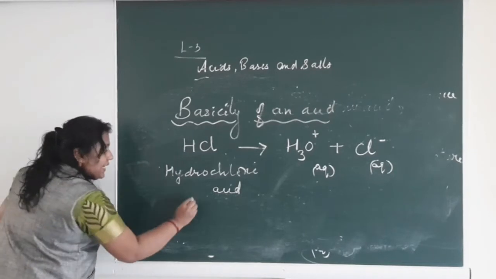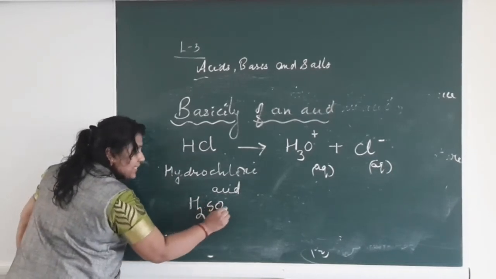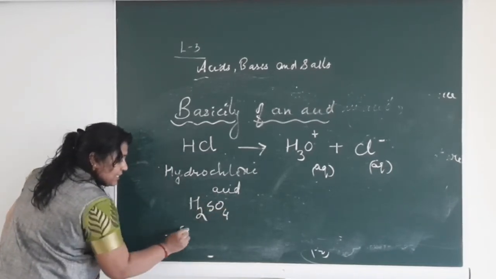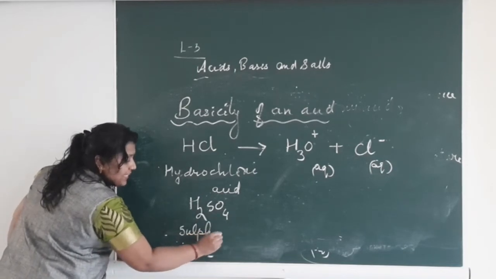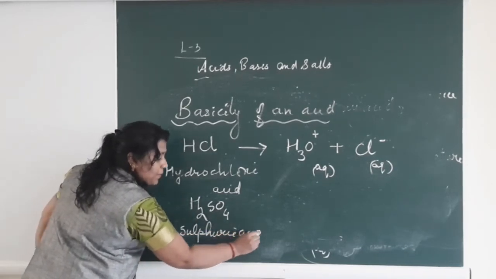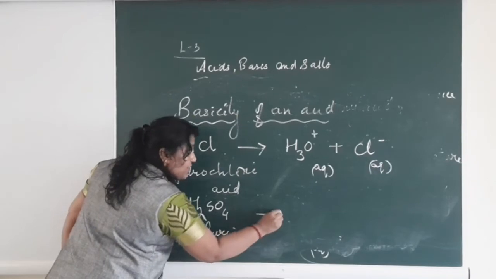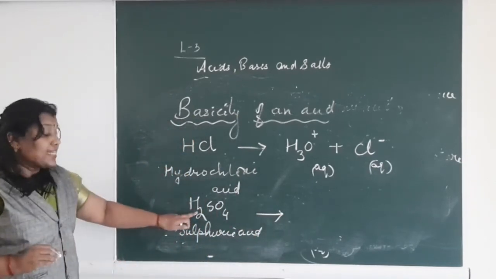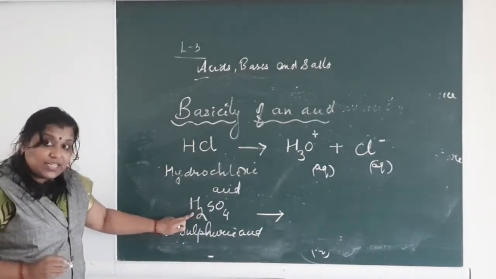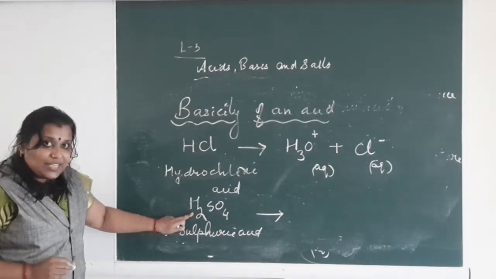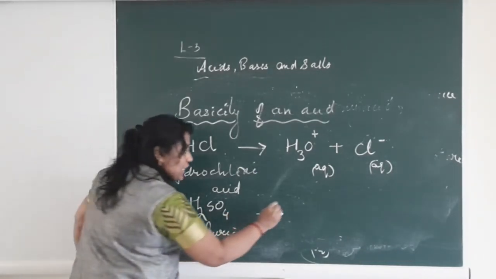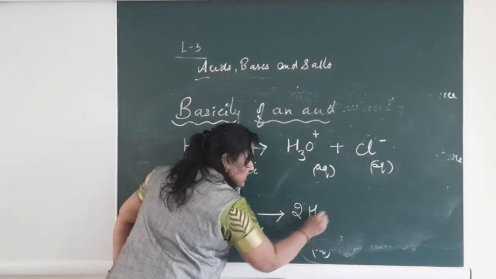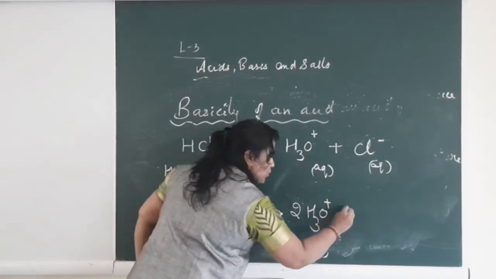Okay, now when I take sulfuric acid, you tell me how many ions it furnishes? It will furnish 2 ions, no? There are 2 H plus ions, so it will furnish 2 H plus ions in an aqueous solution.